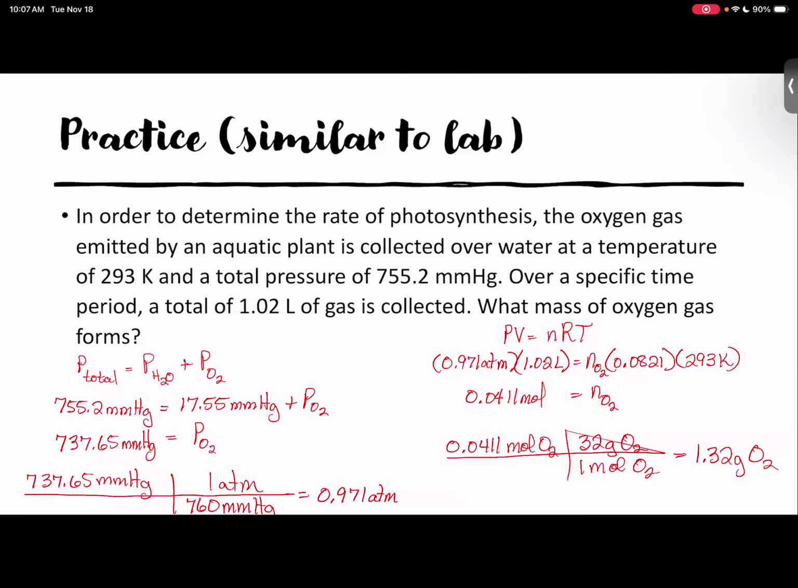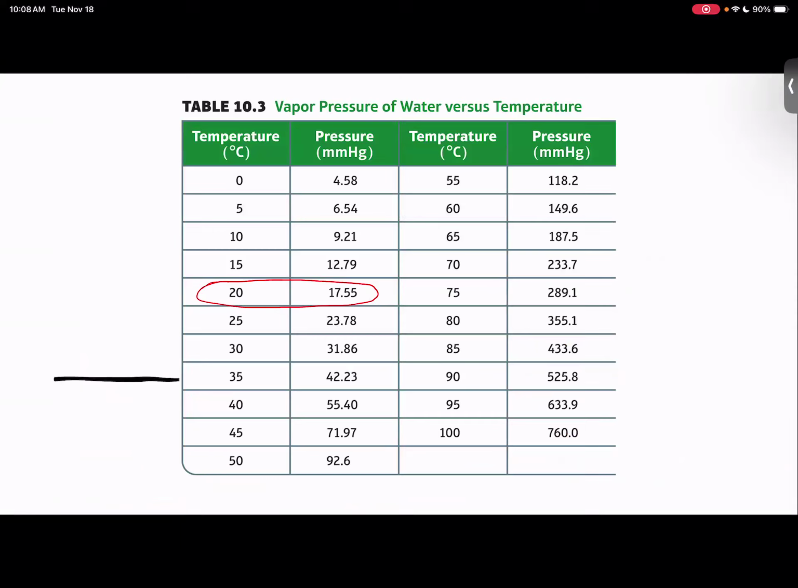Yes. The 17.55, the first thing I did is that information came from this table. It said that it was 293 Kelvin, but this is in degrees Celsius. So the first thing I did was convert that Kelvin into degrees Celsius, and it came out to 20 degrees Celsius. So therefore, that's where that 17.55 millimeters of mercury came from. Does that answer your question? Other questions?